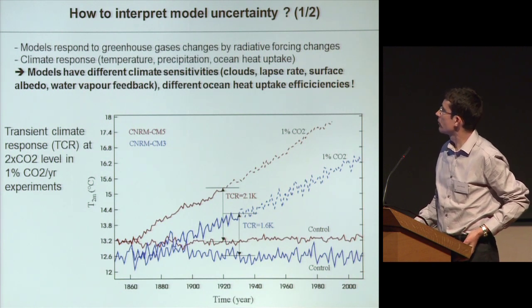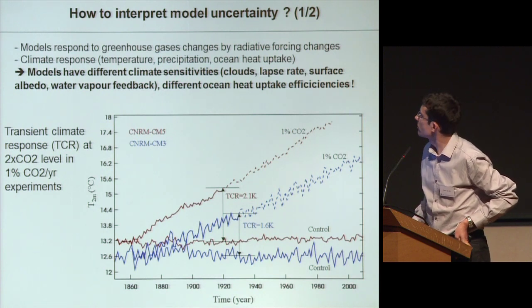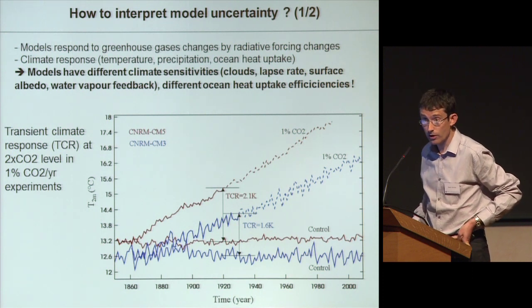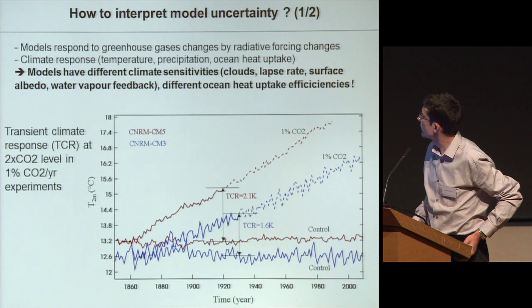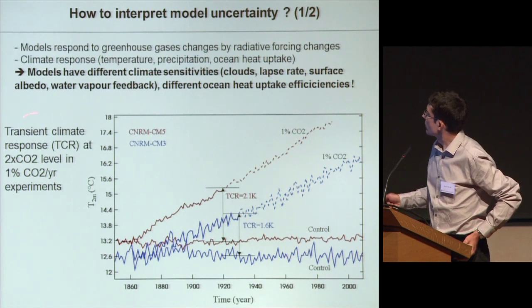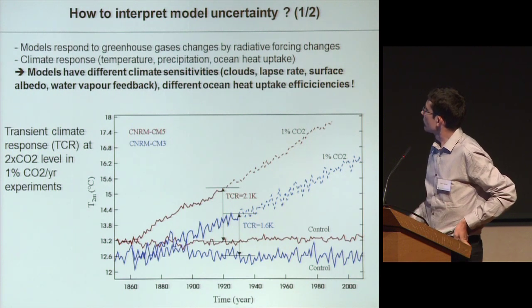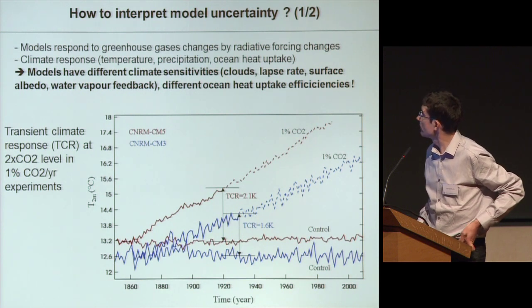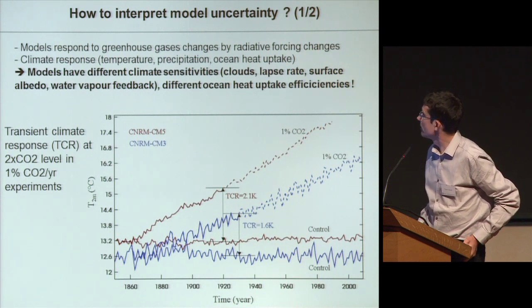They have what we call different climate sensitivities, due mostly to different cloud parameterizations, but also to other processes like changes in surface albedo. For example, if the sea ice is melting, the surface is getting darker, and this has impacts on radiative forcings. Water vapor in the atmosphere also matters. And nonetheless, different ocean models have different ocean heat uptake efficiencies, different abilities to capture heat.